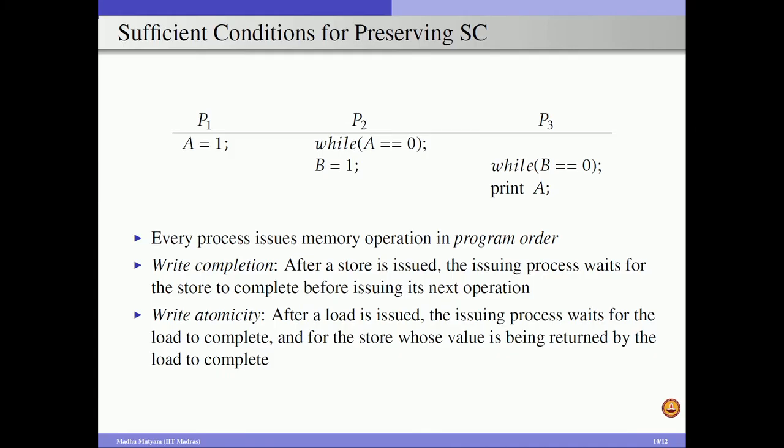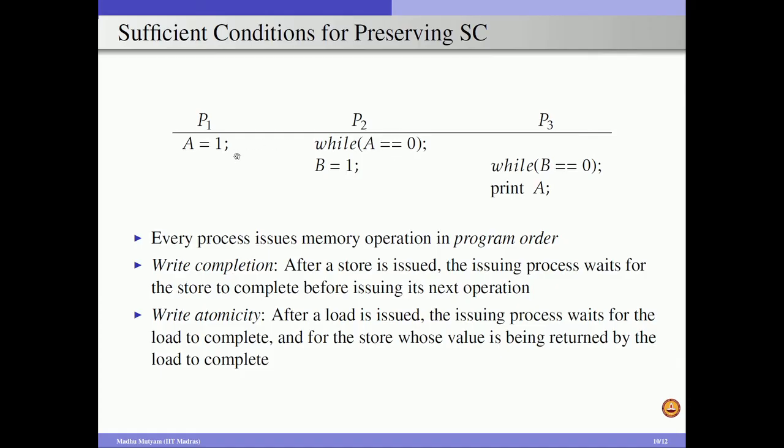The third condition is write atomicity. After a load is issued by a process, the issuing process waits for the load to complete, as well as for the store that supplies the value to this load. In other words, consider processor P2 issuing a load instruction, a equal to 0. When this load is issued, the process running on processor P2 cannot start executing the subsequent instruction unless this load is completed, as well as any store supplying the value to this load.